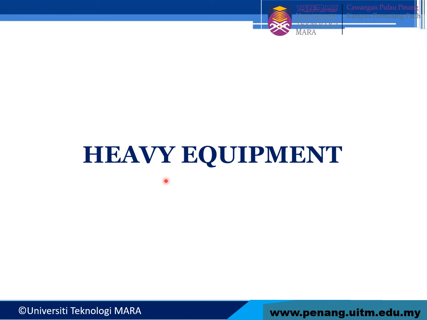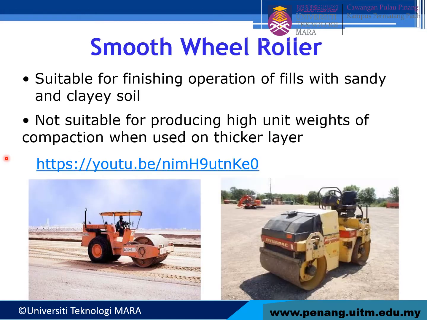Now we go to the heavy equipment. Alright, this is an example of field plant. A smooth wheel roller is suitable for finishing operations of fields with sandy and clay soil. It is not suitable for producing high unit weight of compaction when used on thicker layers.